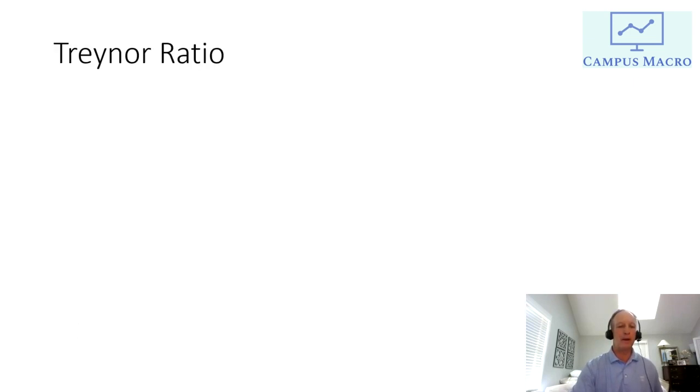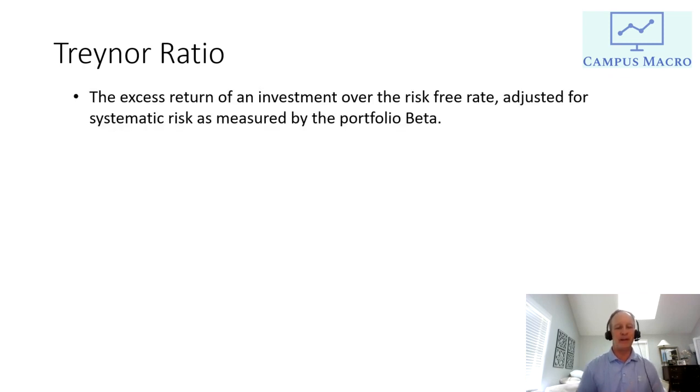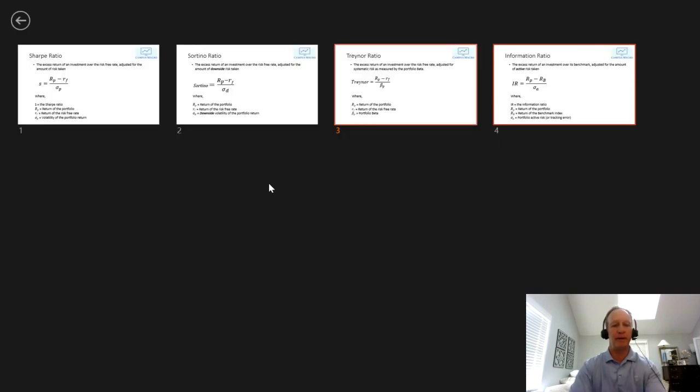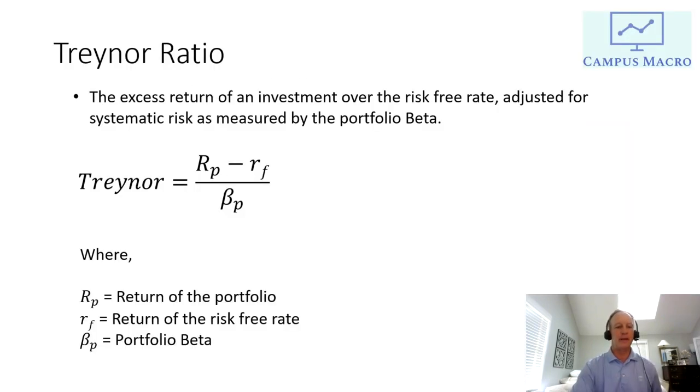Now, another one was developed by Jack Treynor a number of years ago. So again, the numerator is going to be the same. It's the excess return of an investment over the risk-free rate. But this time we're going to adjust it for the systematic risk that the portfolio has, which is going to be measured by the portfolio beta. So instead of dividing it by a standard deviation number, we're going to be dividing it by a beta. Okay, so we'll walk you through how we calculate that as well. And then here are the symbols, just to make sure you have all that down.